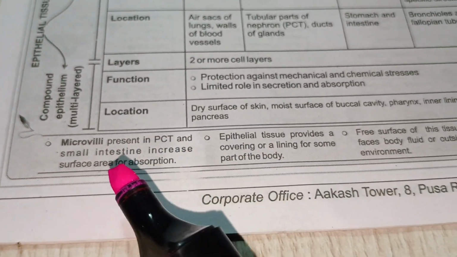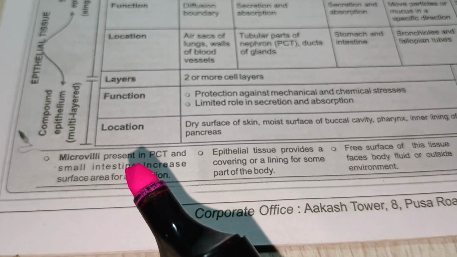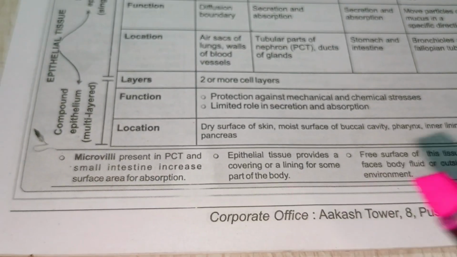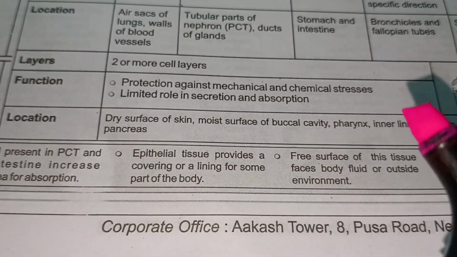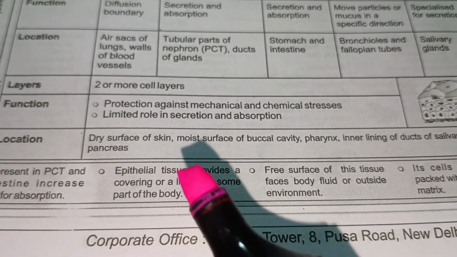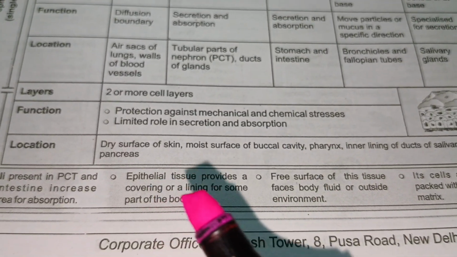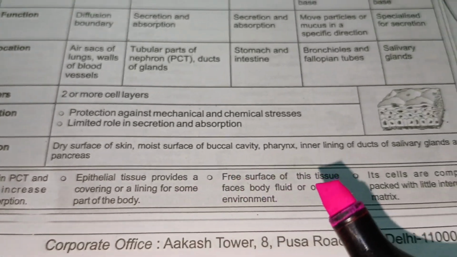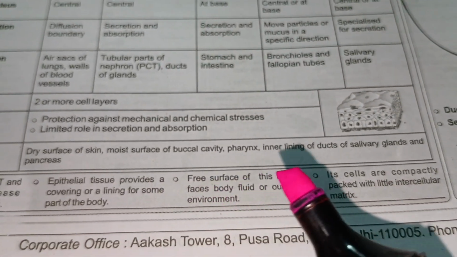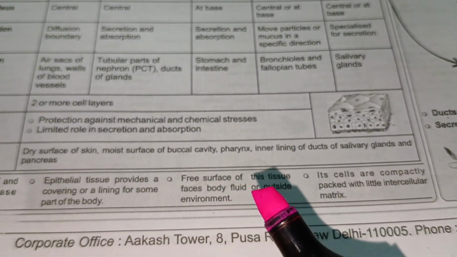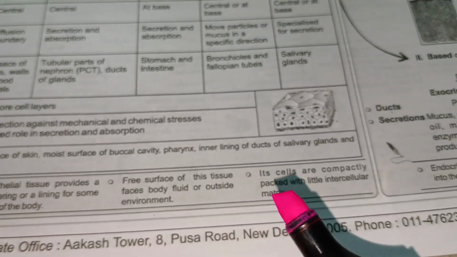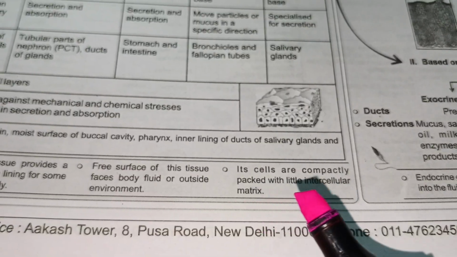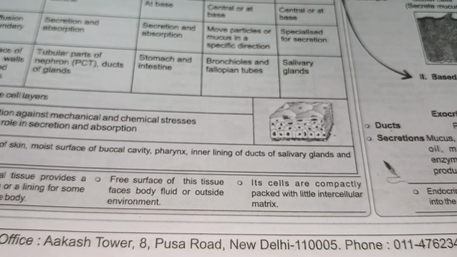Now here, downside, we can see that the microvilli present in the PCT and small intestine increase the surface area for absorption. Here now we can see the epithelial tissue provides a covering or lining for some parts of the body. Here we can see the free surface of the tissue faces the body fluid or outside environment. Here its cells are compactly packed with little intercellular matrix.